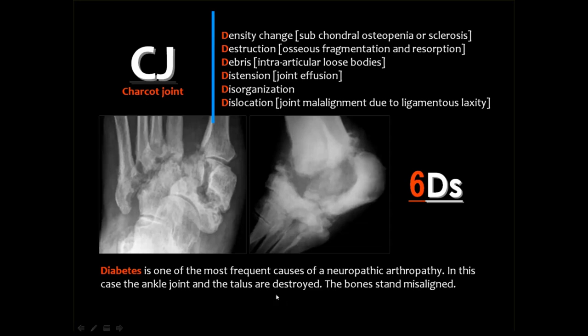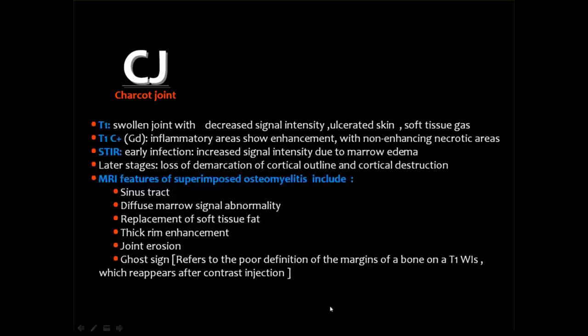characteristic of Charcot joint. Density change, meaning that there is subchondral osteopenia or sclerosis, destruction, osseous fragmentation and resorption, debris and distension of the joint due to effusion, disorganization and dislocation, joint malalignment due to ligamentous laxity. And you see this ankle joint in the frontal and lateral view.